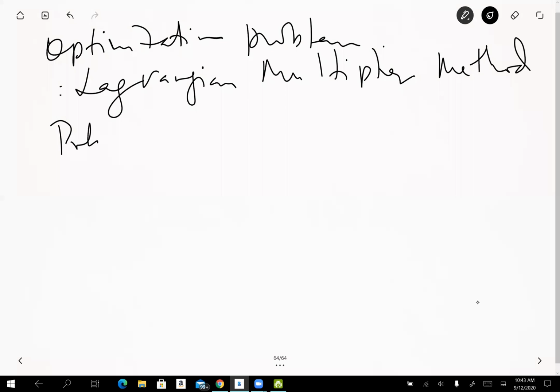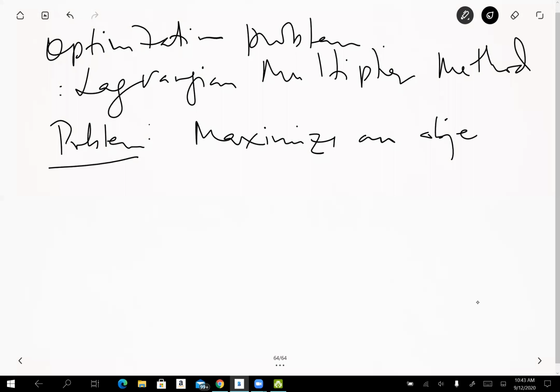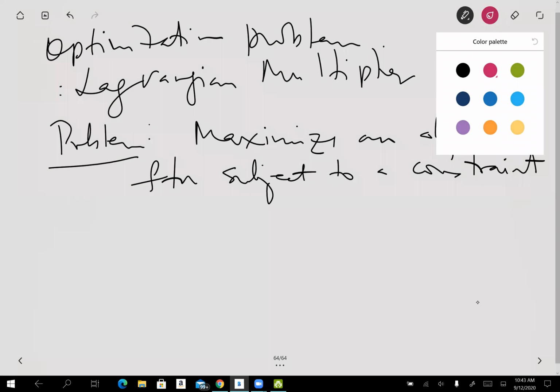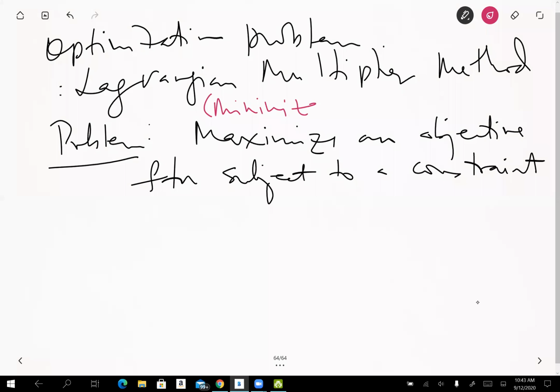So the problem here is like this. You want to maximize an objective function subject to a constraint. And that constraint is also a function. Now it can be minimization. So it can also be minimized. So you have optimization. It can be minimization or maximization of the objective function. You have one function here, the objective, and another function is the constraint.